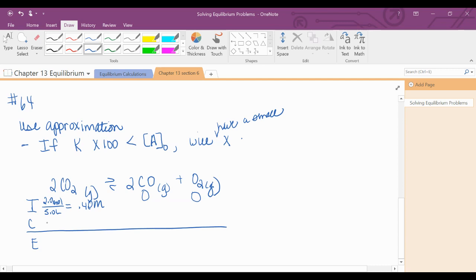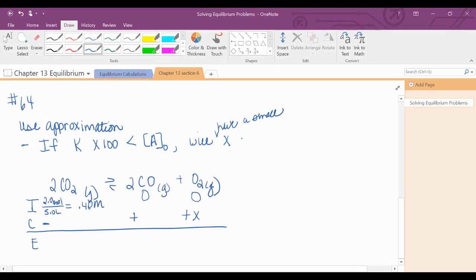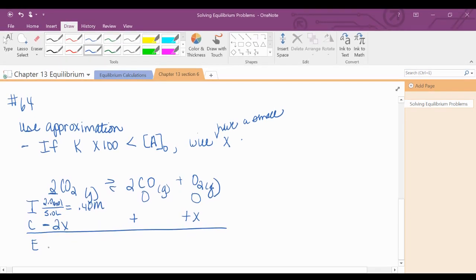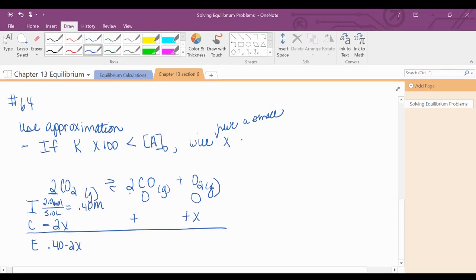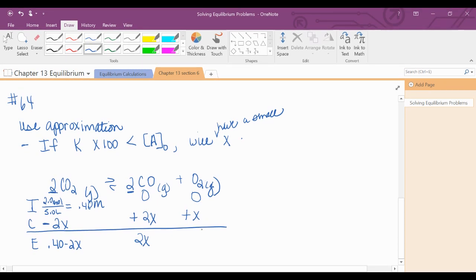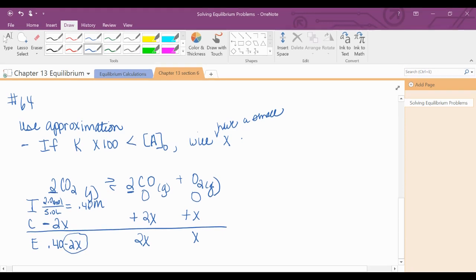Okay. So again, we're going to use up reactant and make product. My coefficient for CO2 is a 2, so we're going to have 2x here. So this is 0.40 minus 2x. Then CO has a coefficient of 2, so we have 2x here. And oxygen's coefficient is a 1, so it would just be x. Okay, so when we're using approximation, what we're really going to do is ignore the amount of x we're subtracting from our reactant.